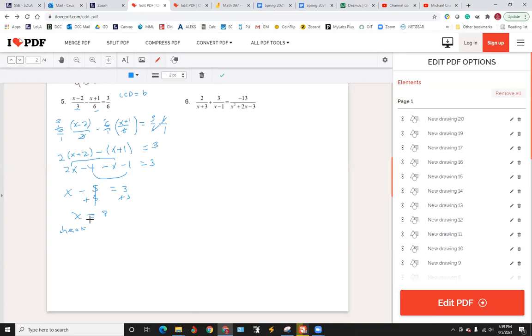All right, so 8 minus 2, 8 plus 1 over 6. That's a 1. And it's a 6. Is equal to 3, 6. All right, so 8 minus 2 is 6 over 3. And then this is 8 plus 1, so that's 9 sixths.